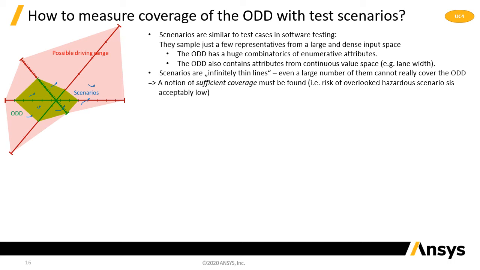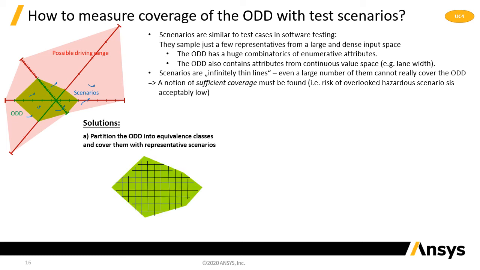So even a large number of scenarios that you put side by side will never fully cover the surface of the ODD. So the challenge is to find a notion of sufficient coverage so that we can say in the end that the risk of overlooked hazardous scenarios is acceptably low. Well, solutions are yet to be found, but there are 2 main strategies to solve this.